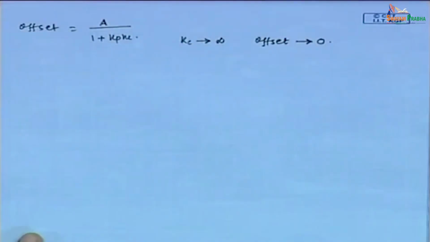But we discussed in the last class that there is a maximum limit of k c beyond which the process goes unstable. So, we cannot arbitrarily select a large value of k c. So, k c tending to infinity cannot be considered in practice due to some maximum limit of k c value.